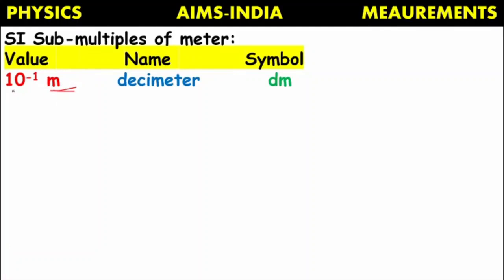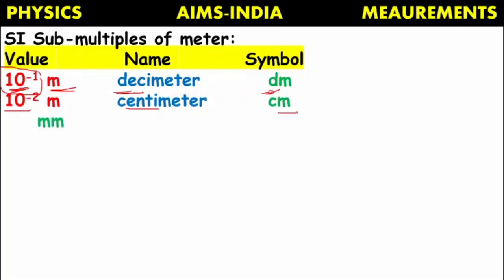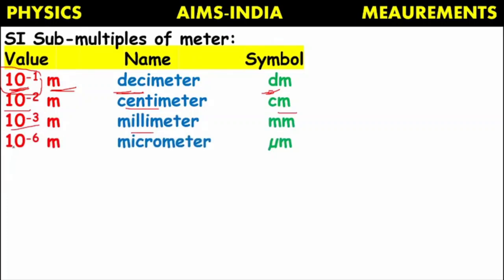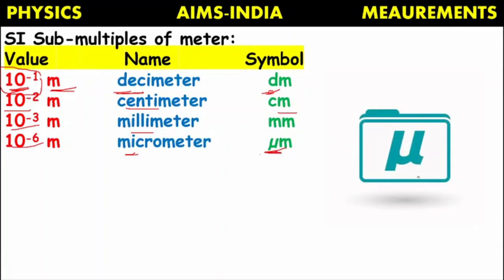Then it will become 10 power minus 1. We can write it as 10 power minus 1. If the factor is 10 power minus 1, then that unit name is decimeter and the symbol is dm, small dm. If the factor is 10 power minus 2, centimeter. 10 power minus 3, millimeter. 10 power minus 6, micrometer. Here the micro symbol is mu. It's a Greek symbol, pronounced mu. So this is the symbol of micrometer, mu m.